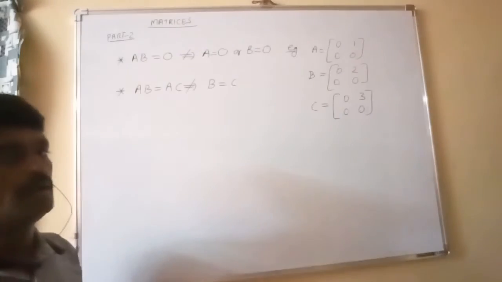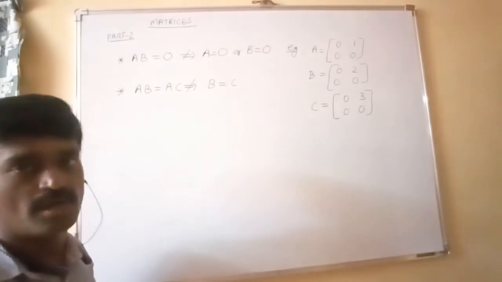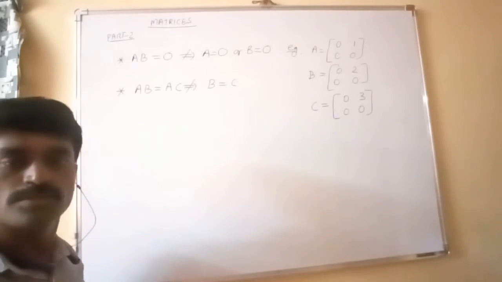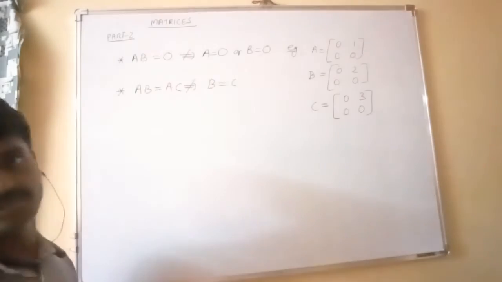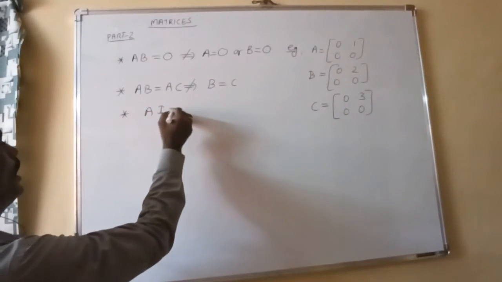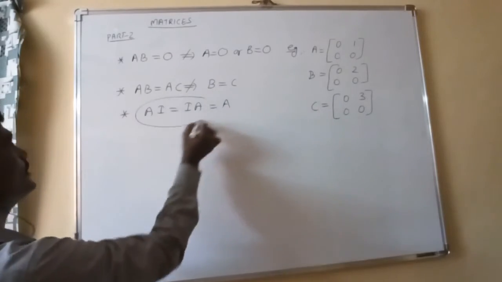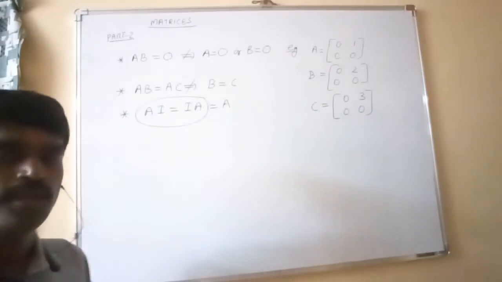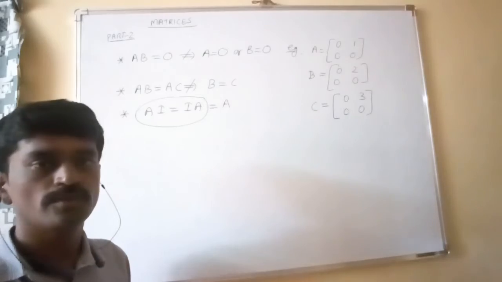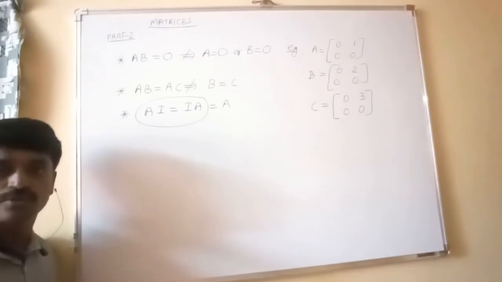And we know that, suppose A is a square matrix of order n, and I is an identity matrix of order n, and I is also called what? Multiplicative identity. So that is AI is equal to IA is equal to A. Just concentrate on this: AI is equal to IA. That means I commutes with A.